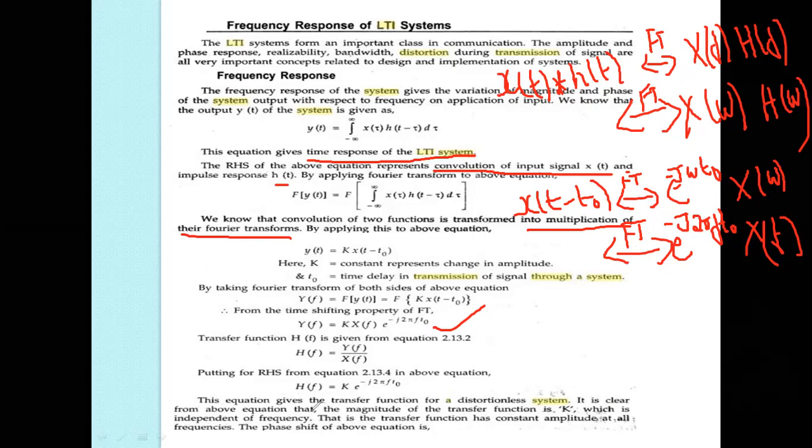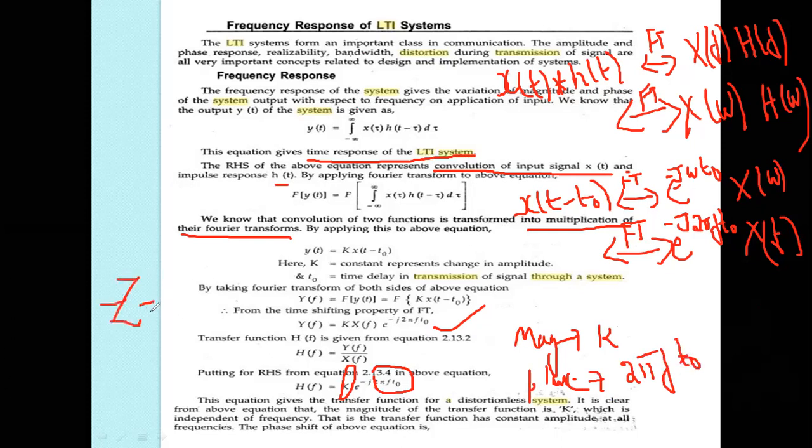It is clear from the above equation that the magnitude of the transfer function is k, which is independent of frequency. That is, the transfer function has constant amplitude at all frequencies. What is the phase shift here? The phase shift is the coefficient of j, 2 pi f into t naught. So the magnitude is k and the phase shift is 2 pi f into t naught.